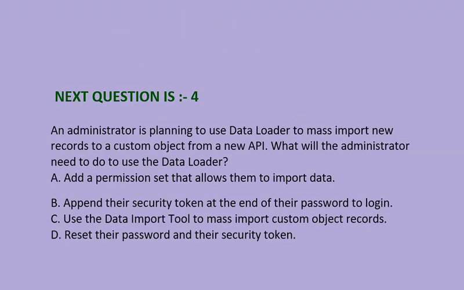Question is: An administrator is planning to use Data Loader to mass import new records to a custom object from a new API. What will the administrator need to do to use the Data Loader? Option A. Add a permission set that allows them to import data. Option B. Append their security token at the end of their password to log in. Option C. Use the data import tool to mass import custom object records. Option D. Reset their password and their security token. Correct answer is option D.